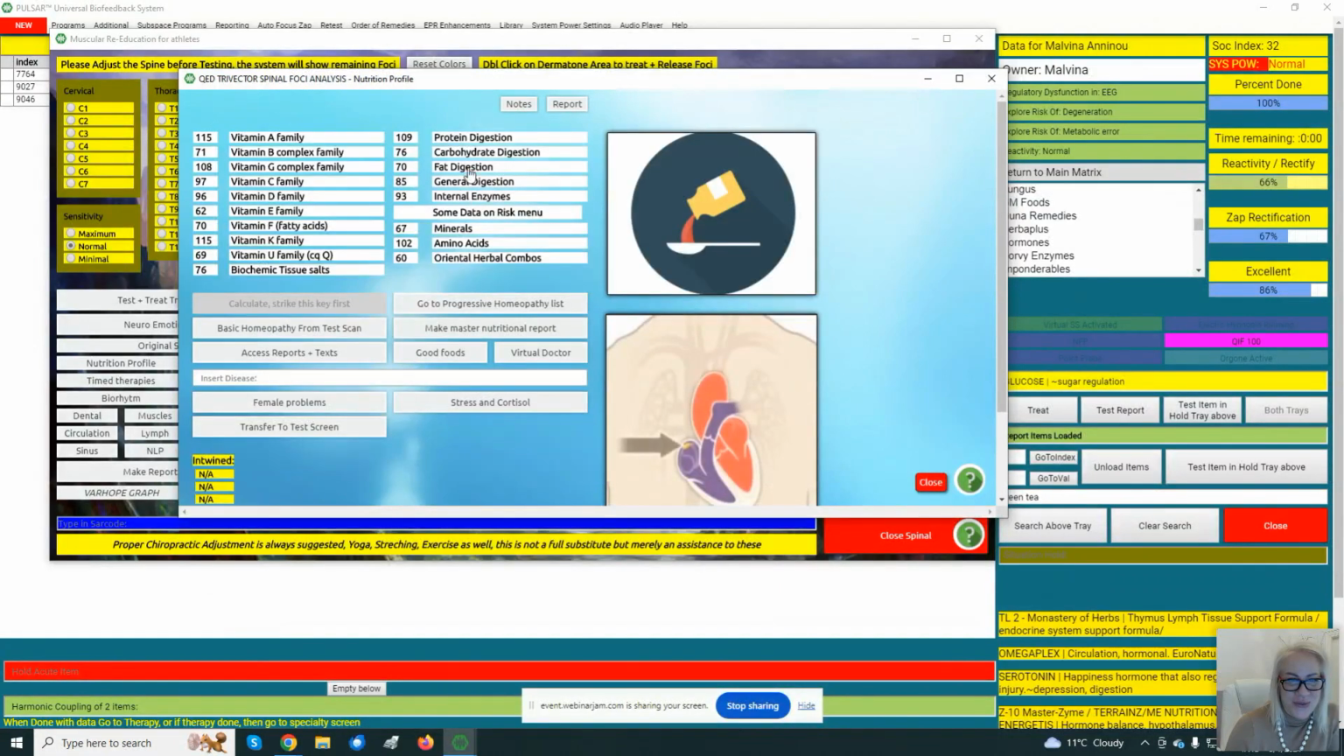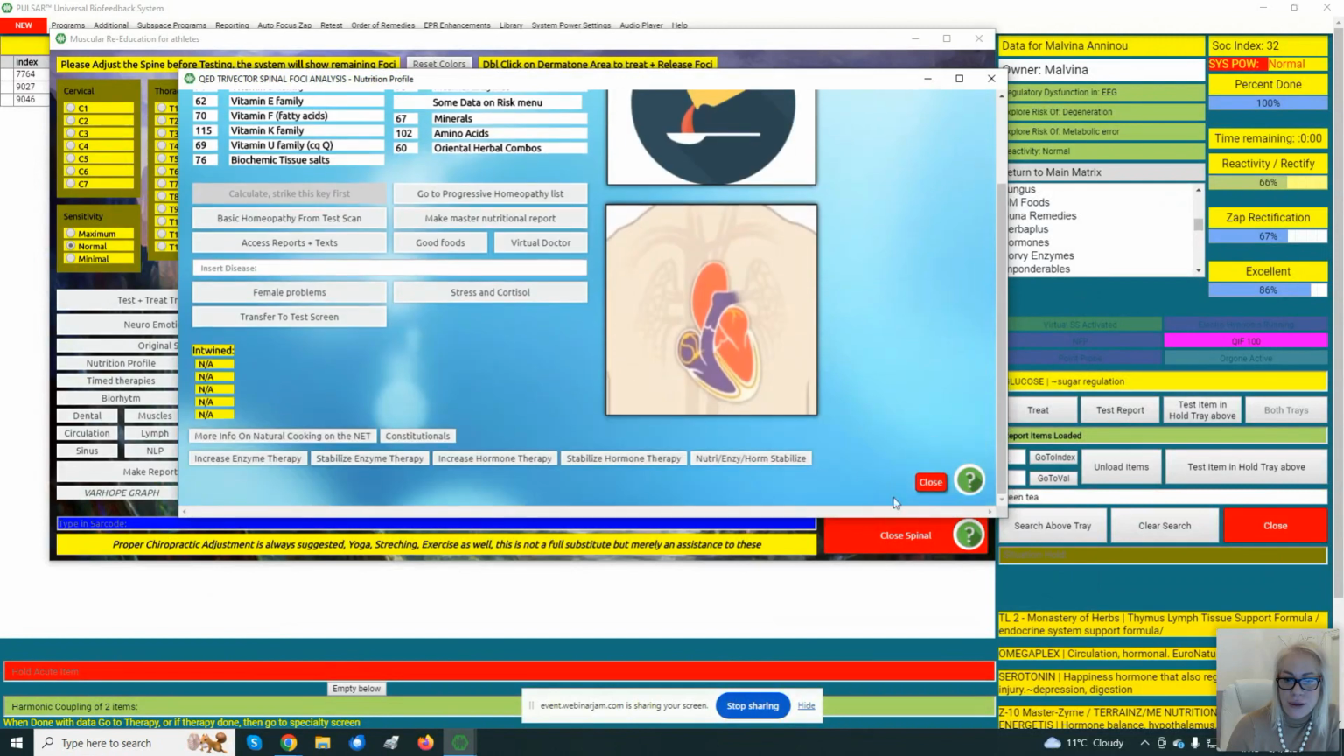Okay, so yeah. Okay, so that's how I would work. And at the end, you can combine everything together and do the nutri-enzyme hormone stabilization.